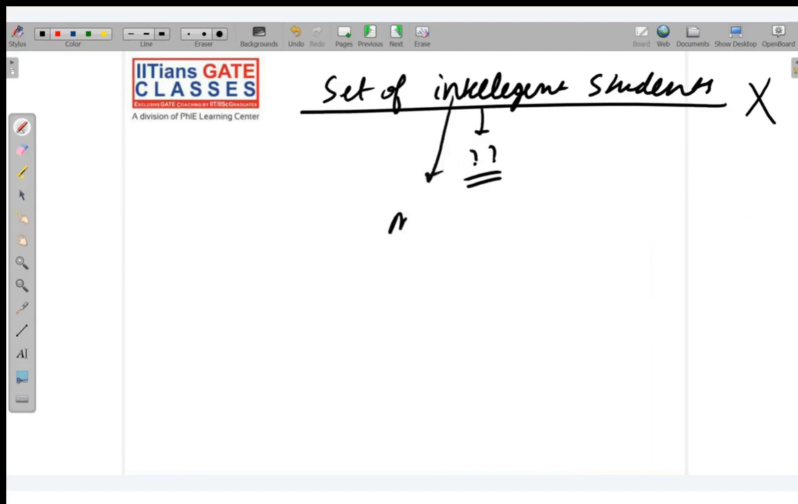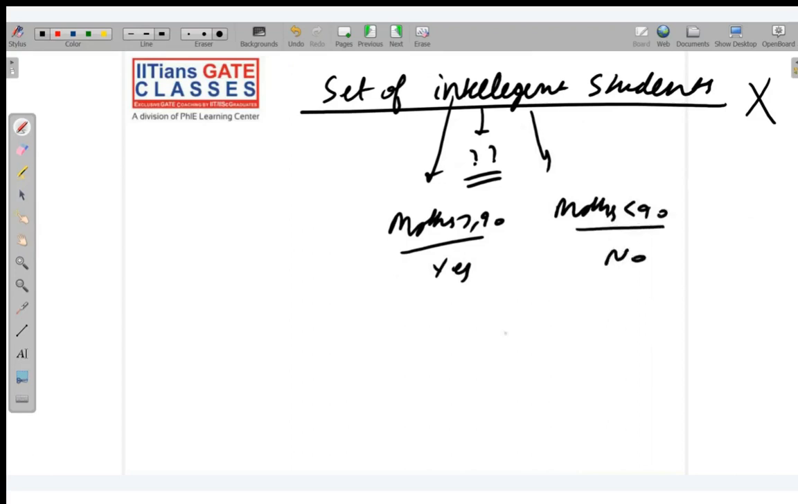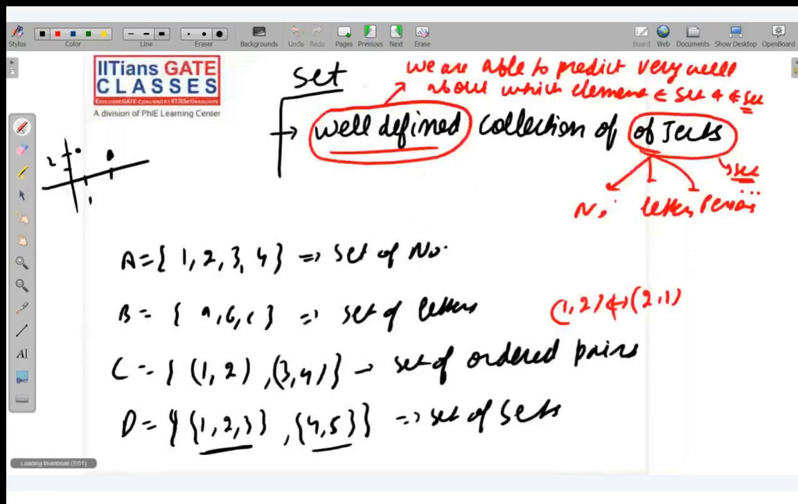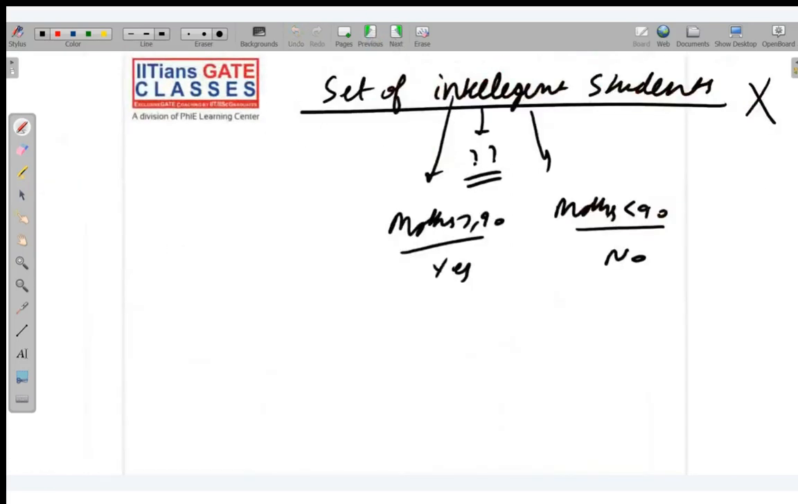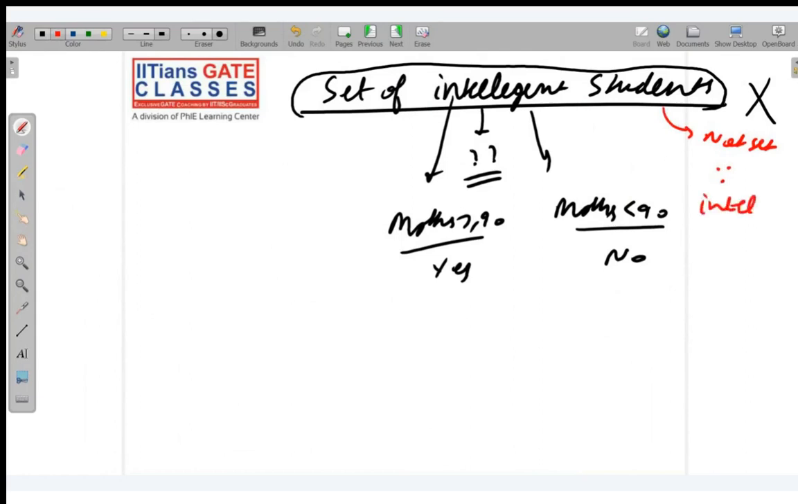Like you can say in maths, if any student has greater than or equal to 90 marks, then he or she is intelligent. So you can say yes. And if some student has less than 90 marks in maths, you will say no. Like this you have to give me proper criteria. Without giving criteria you cannot answer this. So that is the basic meaning of well defined. So this is not well defined. A set of intelligent students is not a set because intelligent is not well defined.